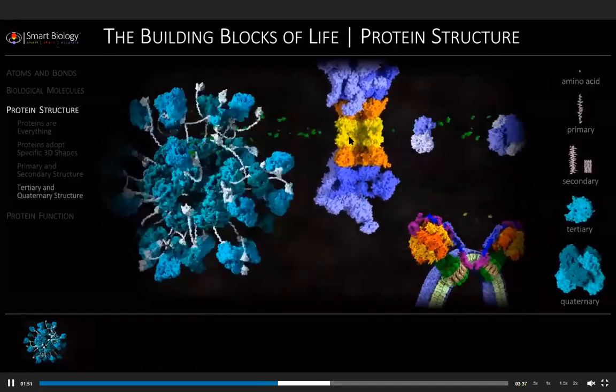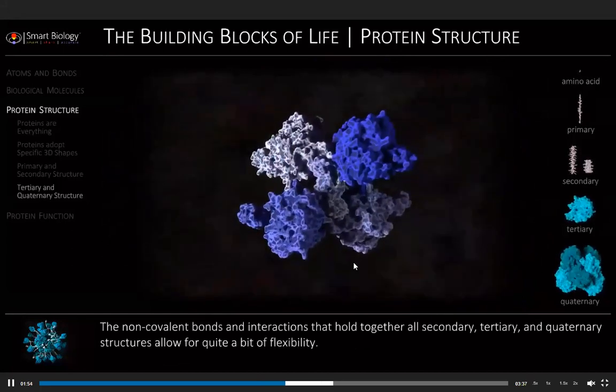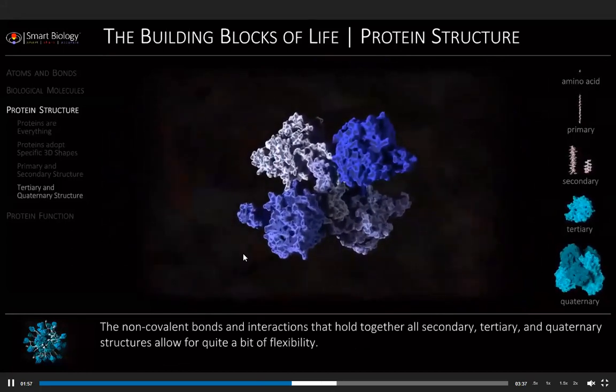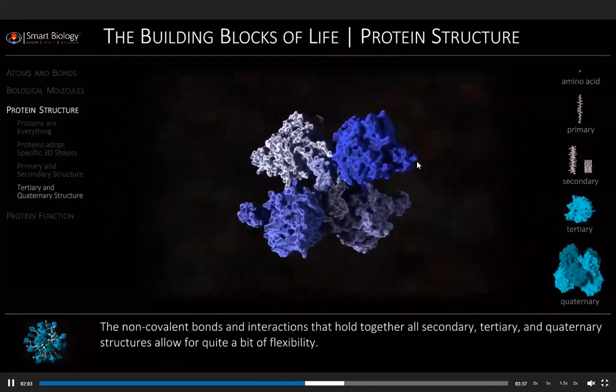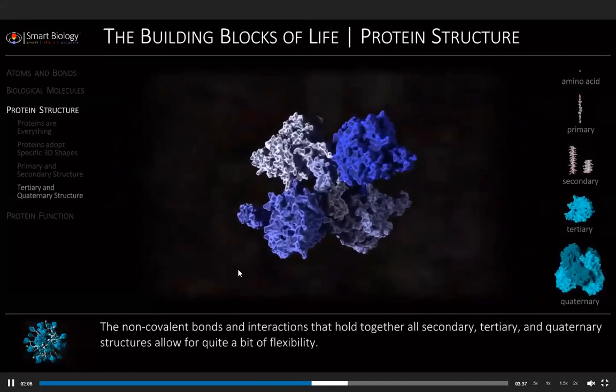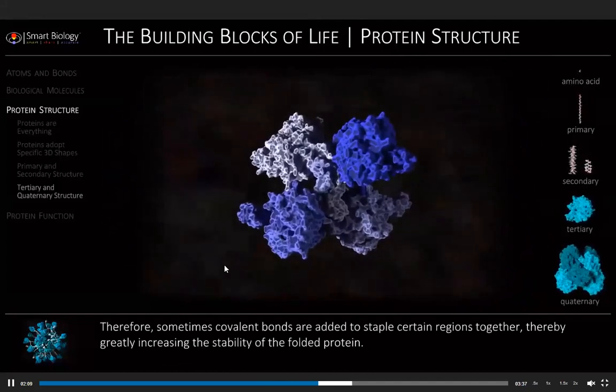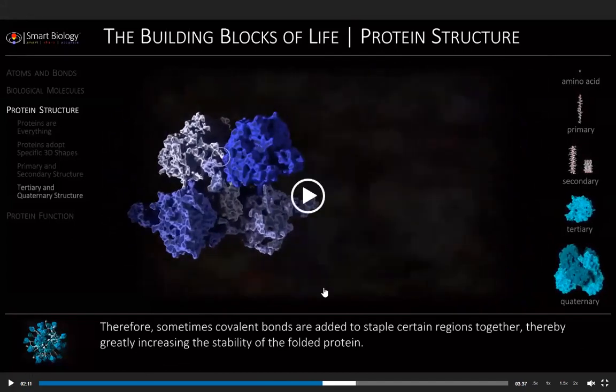So these are the different proteins that we have come across with their tertiary structures. The non-covalent bonds and interactions that hold together all secondary, tertiary, and quaternary structures allow for quite a bit of flexibility. That's what I was trying to indicate earlier on: if we had a lot of covalent bonds, then the protein structure would not have the flexibility that sometimes is needed for its function.